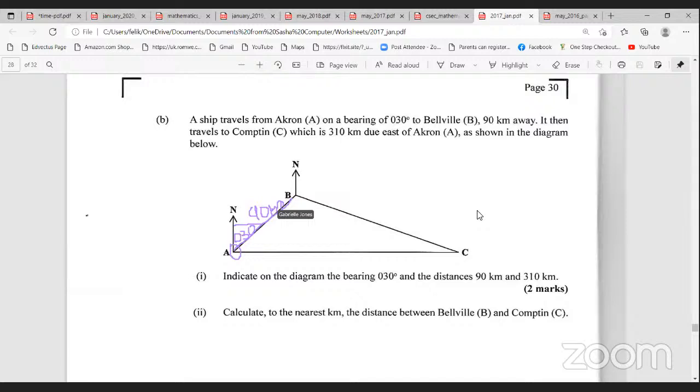All right, good. Read the next part for me now. So we go bit by bit. It then travels to Compton, which is 310 kilometers due east of Akron, as shown in the diagram below. All right, so put in that information for me.